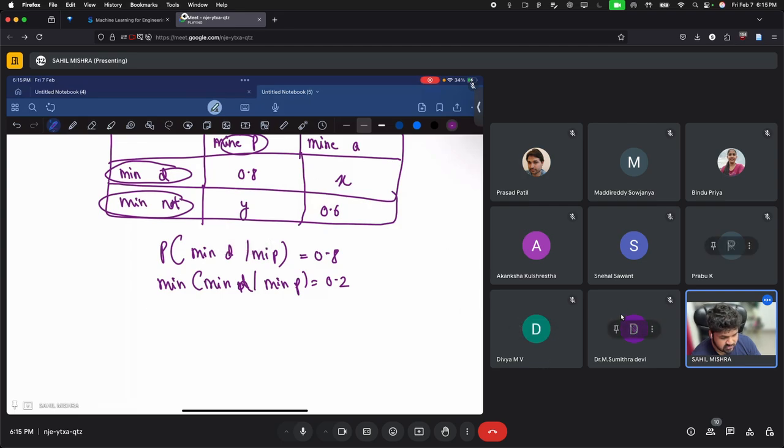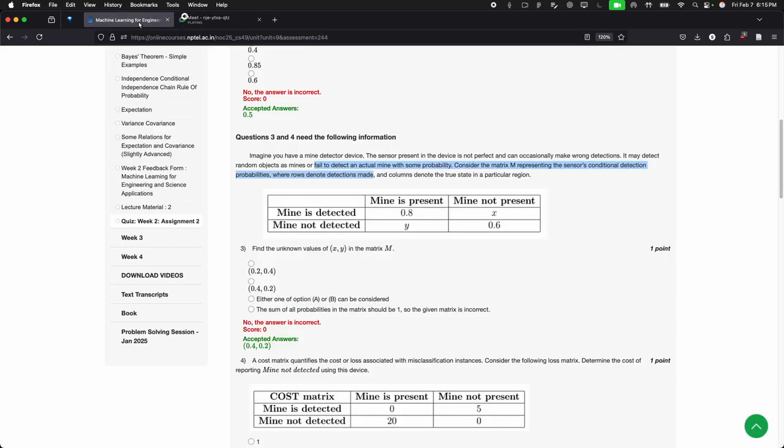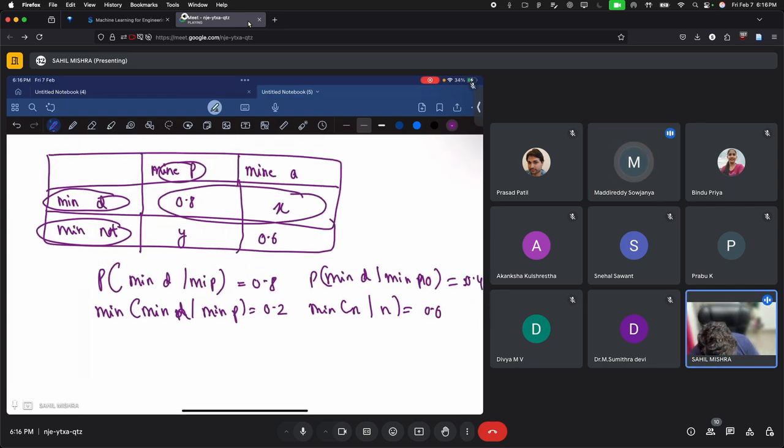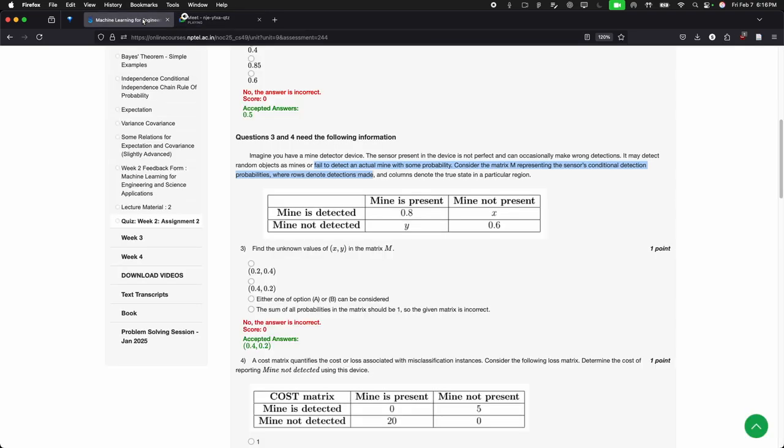Am I right, Sojanya? Okay. Similarly, for the probability that mine is detected but mine is not present, absent, is something x. The probability mine is not detected and not present will be 0.6, so this will be 0.4. Correct? I think you might have been confused like this. You might have made these two variables dependent.